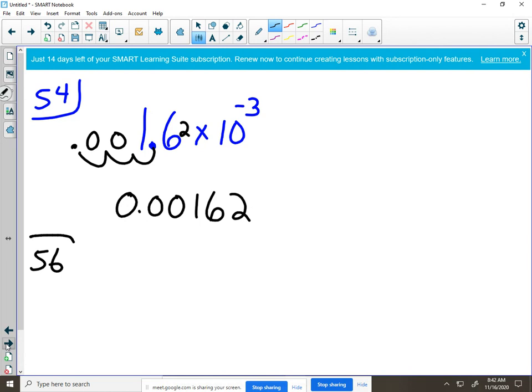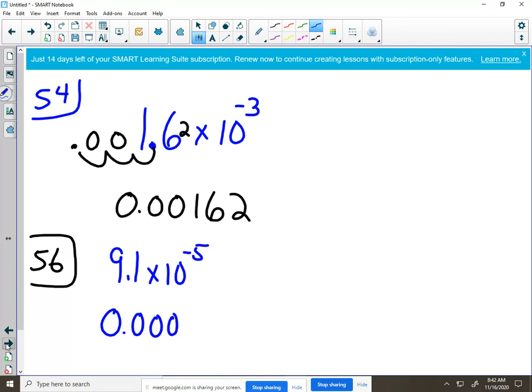Would you stick with us for 56? What does it say, madam? 9.1 times 10 to the negative 5th power. You just like little numbers, don't you? All right, what's this one end up being? 0.0000091. Okay, because you went 1, 2, 3, 4, 5 spots. That means there's 4 zeros there. Don't forget, where we end, that's our new decimal spot.